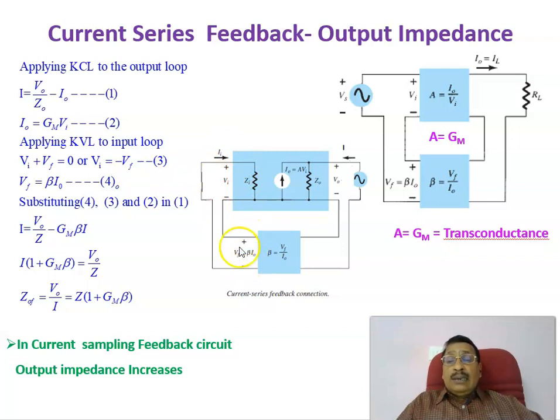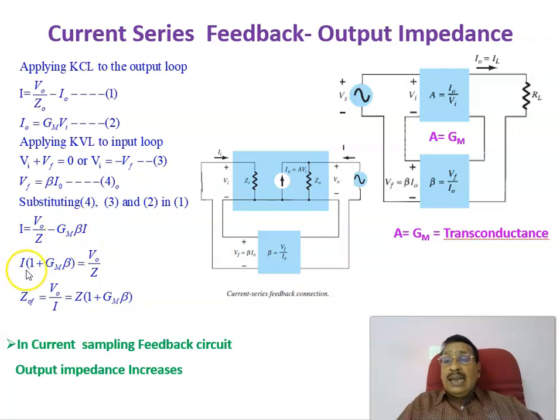And Vf, the feedback voltage, is nothing but beta times I0. Now, substituting equations 3 and 2 in equation 1, you will get the current I equal to V0 by Z0 minus Gm into beta times I.